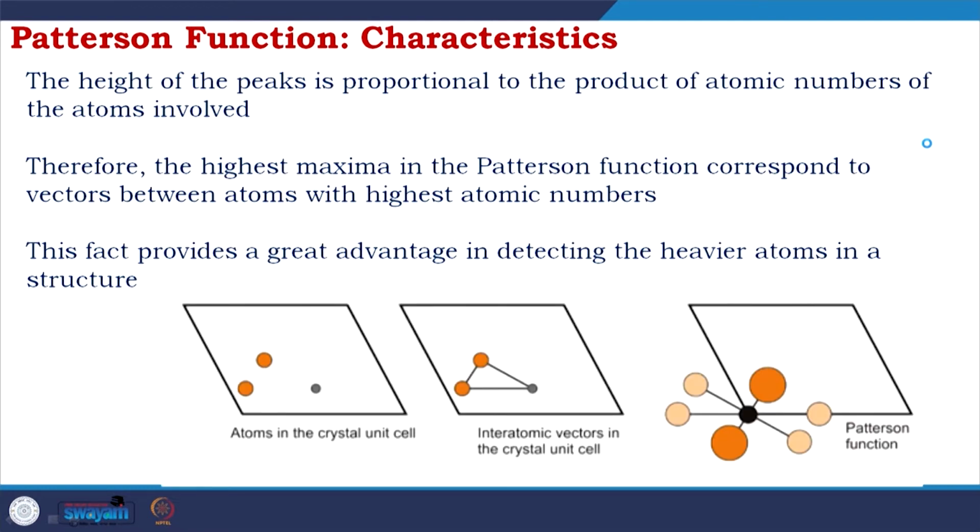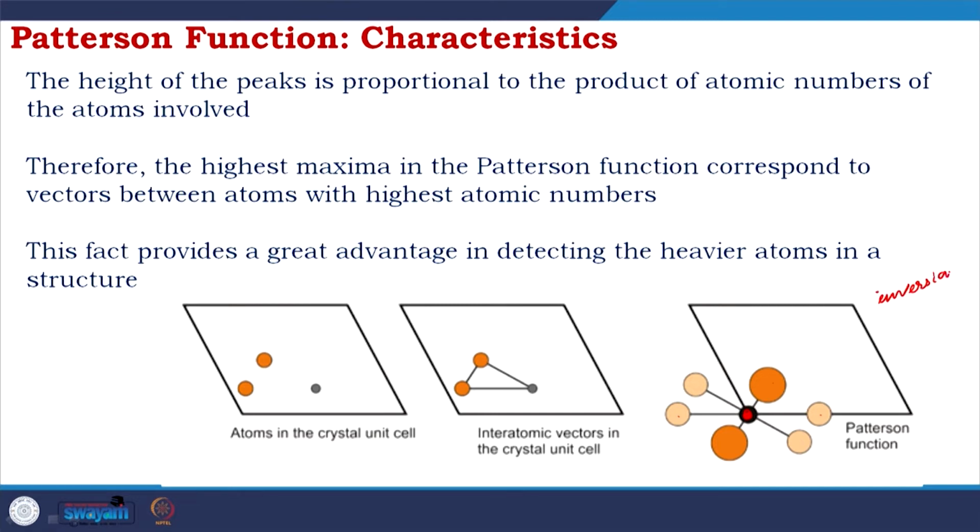So, if you see, these are the atoms in the crystal unit cell, these are the interatomic vectors in the crystal unit cell, and this is the Patterson function. Also, I talked about this in the symmetry topic. If you look at this point, everyone is the same and equidistant. So, this is an inversion center.